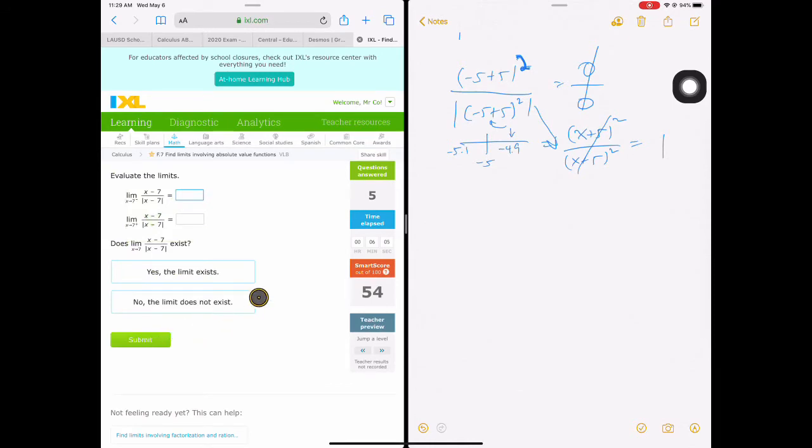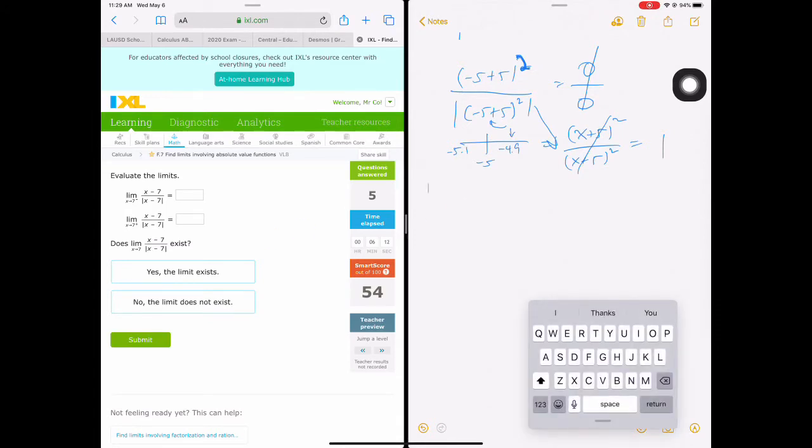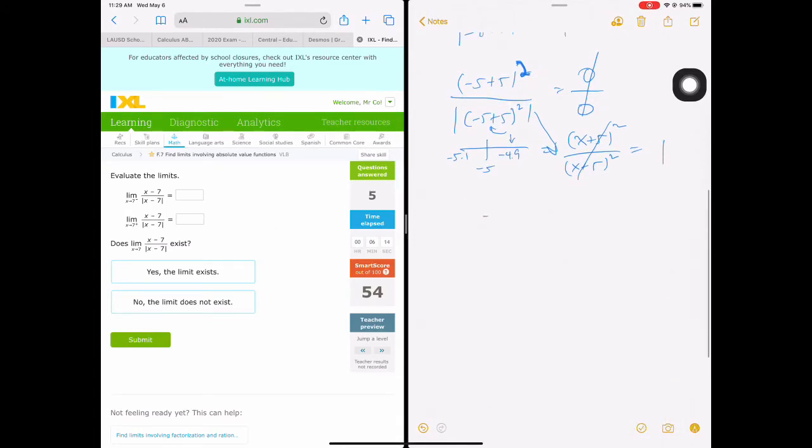Follow-up question, we do the same thing. We see a 7 here. Go ahead and plug it in. 7 minus 7 is 0. Uh-oh. Let's write that out. So we have a 7 minus 7 over absolute value of 7 minus 7. That's going to give us 0 over 0, which is an indeterminate for us. So we can't have that. We're going to find another way.